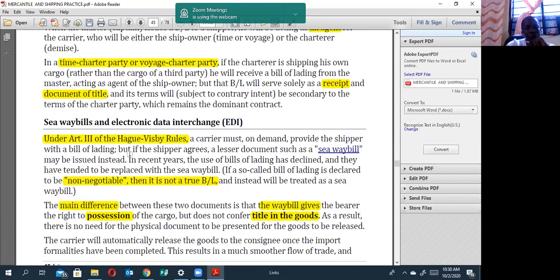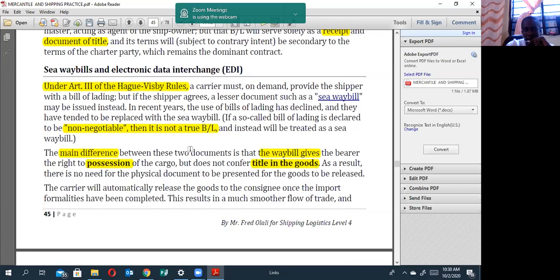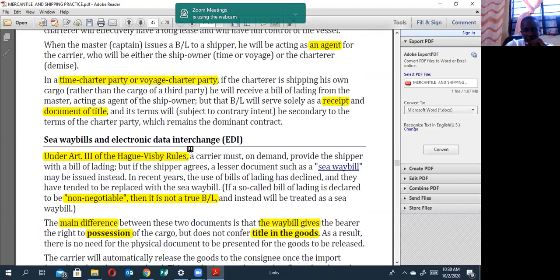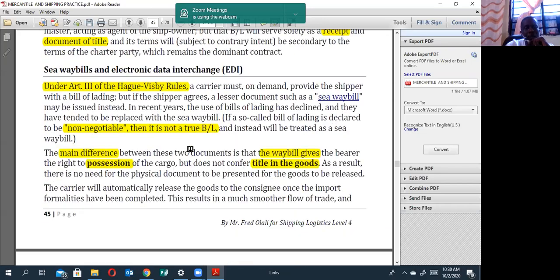Now, we also want to differentiate between the Seaway bills and electronic data interchange. Under Article 3 of the Hague-Visby rules, a carrier must, on demand, provide the shipper with a bill of lading. But if the shipper agrees, a lesser document such as a Seaway bill may be issued instead. So we can have two documents issued in this case, either a BL or a Seaway bill. But what is the difference between these two documents?